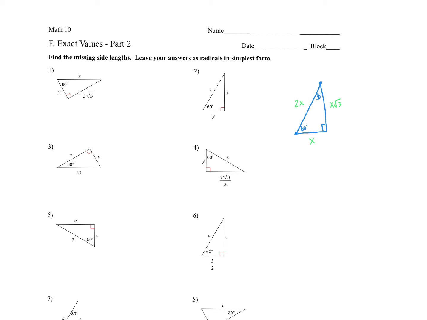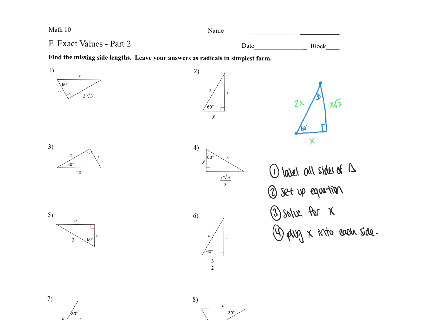So let's practice with number 1 just in case. So what I said in class, this is the recommended steps that I suggested in class. Okay, step 1, label all sides of the triangle. So let's do step 1 in number 1. So this is the short leg. I'm going to call it x. This is the hypotenuse. I'm going to call it twice x. And the long leg is x times the square root of 3. So we labeled all sides.